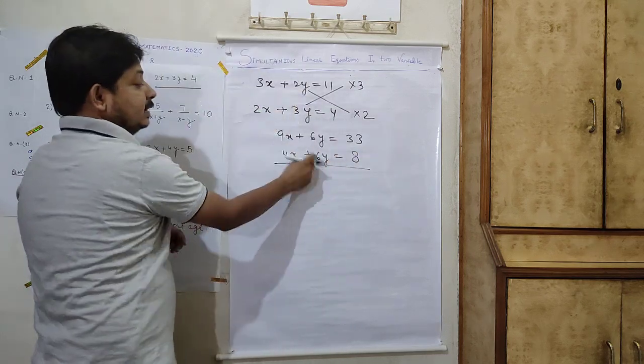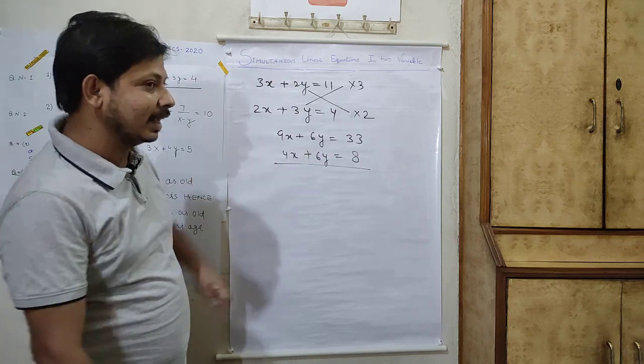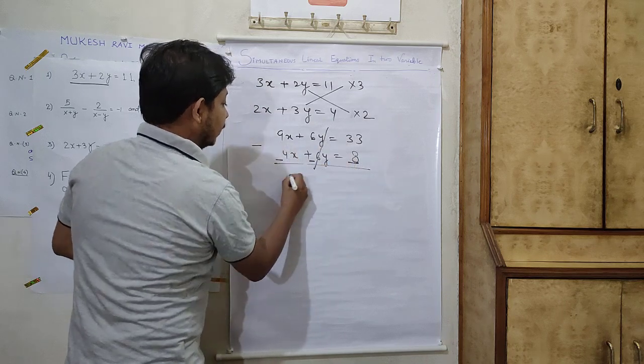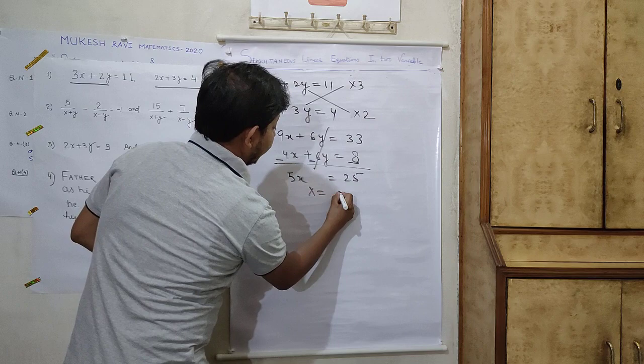If the sign is same, subtract. If opposite sign, add. Plus and plus same, subtract. Subtract means minus, minus, minus. Cancel. This is 5x. This is 25. X is equal to 5.